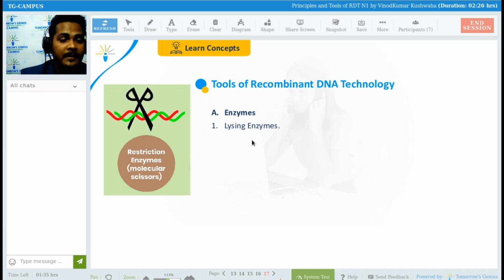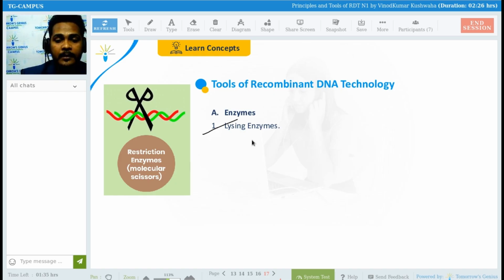Enzymes. When I say enzymes, there are various types of enzymes used in this recombinant DNA technology. But the major one I'm listing here, the very first one, is lysine enzymes. Now what are these lysine enzymes? These enzymes are used to open up the cell to get the DNA from the experiment material.